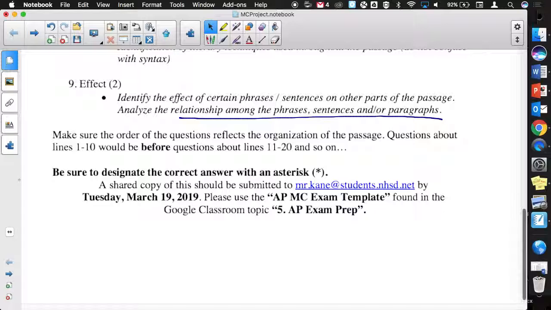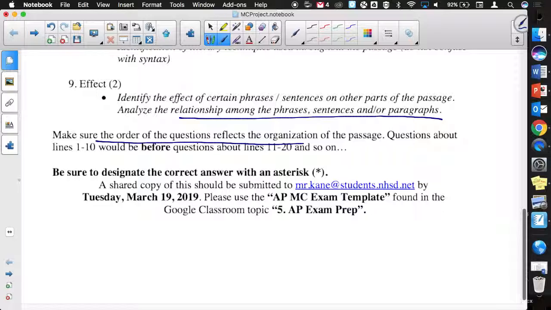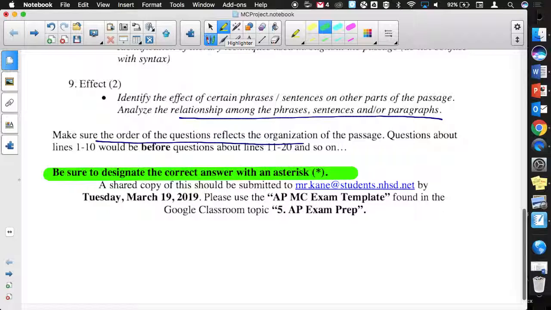As mentioned, you're going to make sure that the order of the questions reflects the organization of the passage, so it's going to be chronological order. So questions about lines 1 to 10 would be before questions about lines 11 to 20, so on and so forth. You are not taking each other's quizzes. You don't have to worry about that. So make sure you do designate the correct answer with an asterisk, or if you want to underline it or put it in boldface, italicize it, whatever. But one of your answers is going to be designated as the correct answer.